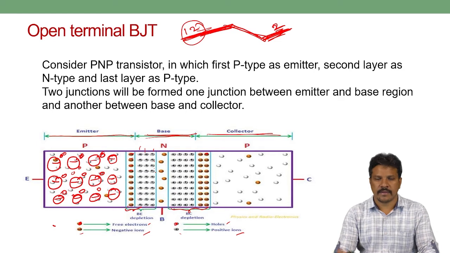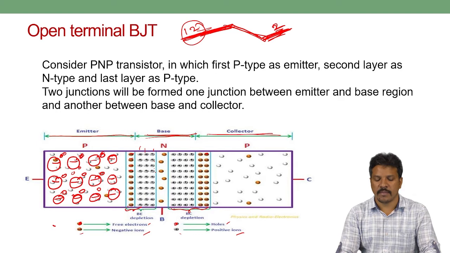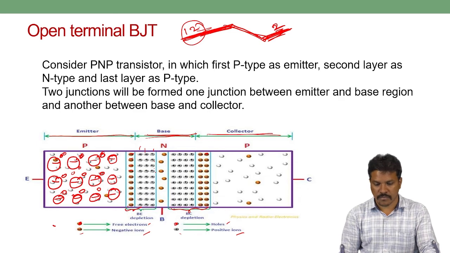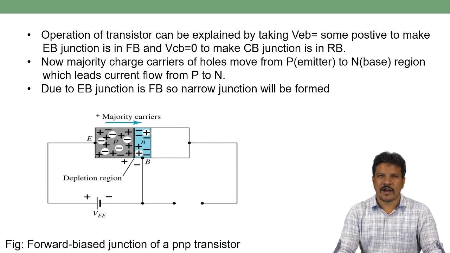This junction is between the p-type emitter and n-type base, and another junction is formed between base and collector. Now that the two junctions are formed, the emitter base and collector base junctions, we will see the operation of the bipolar junction transistor.